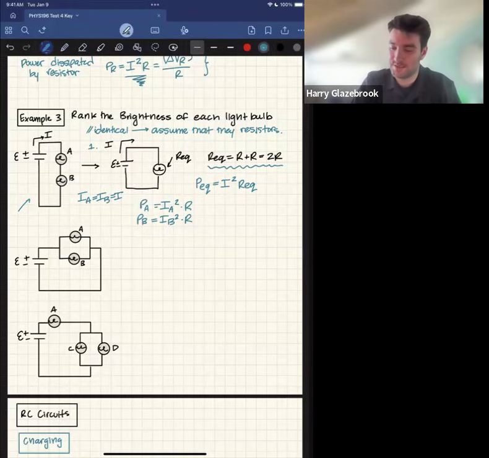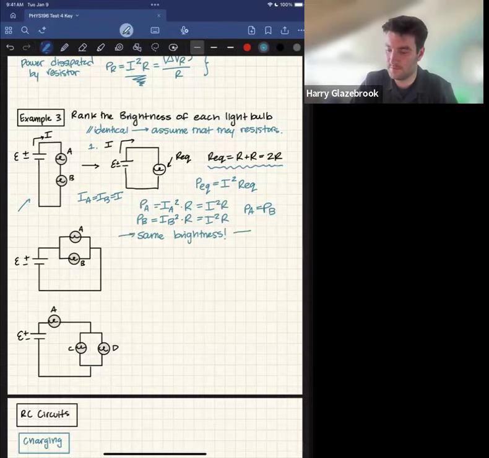So if IA equals IB equals I, this is just equal to I squared R. This is equal to I squared R. So it looks like the power dissipated by A equals the power dissipated by B. And so they have the same brightness. Same brightness. Cool. Any questions on that?